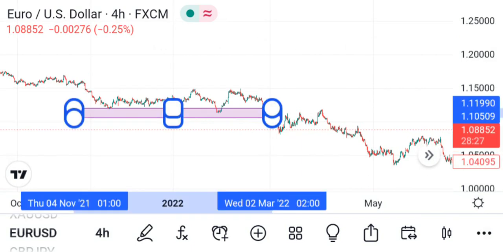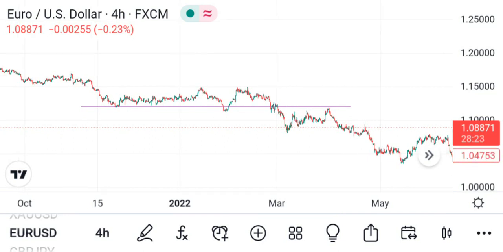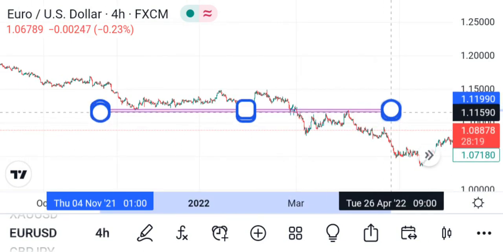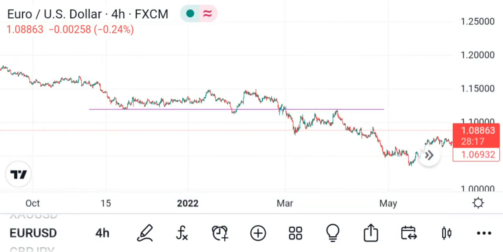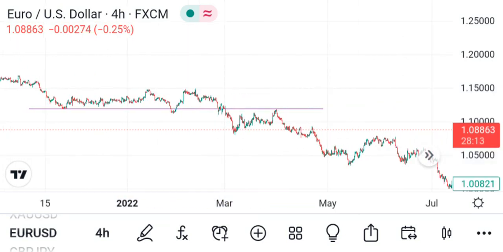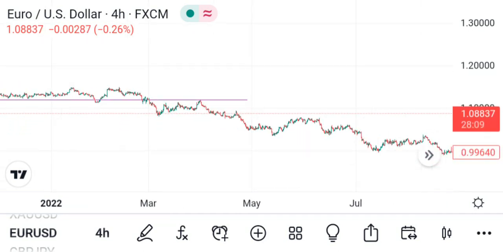So what did we see happen? The market actually broke out. It actually came now and gave us what? The resistance zone now has actually turned to a support zone for us to ride the market to the downside.